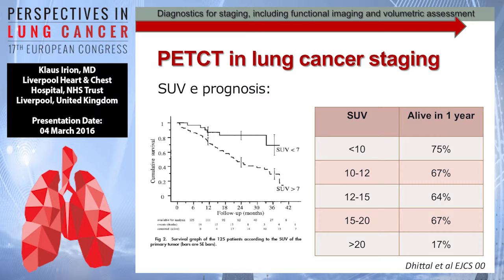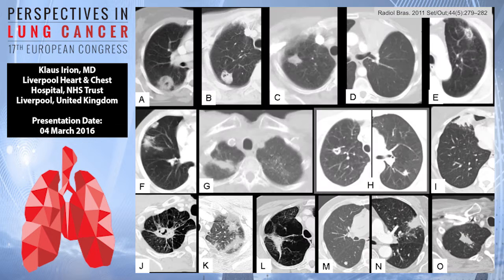With the PET-CT SUV, when you put a cutoff of SUV of 7, you have a good help in terms of defining the prognosis, and you see that if the SUV is less than 10, the chance of being alive in a year is 75%. If the SUV is more than 20, the chance to be alive is only 17%. So it's a very important piece of information that you can get from the SUV on the PET-CT.